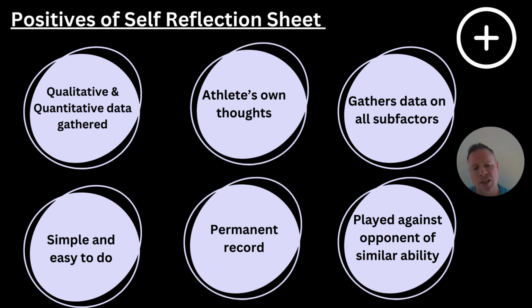The next one is it's played against an opponent of a similar ability. That's very important because when you're filling out a self-reflection sheet, you're not playing against maybe the very best team in the area. You're also not playing against the very worst team in the area or at your school. You're playing against an opponent of a similar ability. This is key because it lets you gather real data that shows you what your strengths and weaknesses are. If you're playing against someone that's too good, all your factors might look particularly poor, or again, if it's too easy, you're not getting a fair representation of how you actually are in relation to the mental factor.